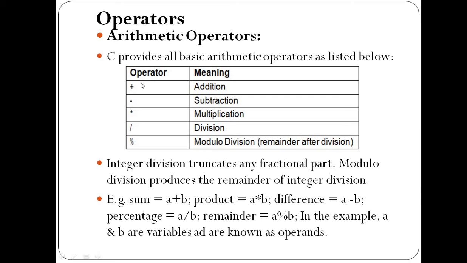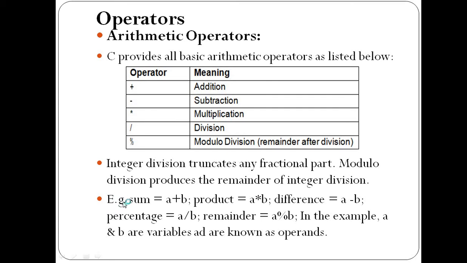So what are the basic arithmetic operators? Addition, that is the plus symbol; the minus symbol is called subtraction; the star symbol is called multiplication; slash is division; and percent is called modulo division, which represents the remainder after the division. Integer division truncates any fractional part, but modulo division produces the remainder of the integer division. We already know addition, subtraction, multiplication and division, but modulo returns the remainder, not the answer.